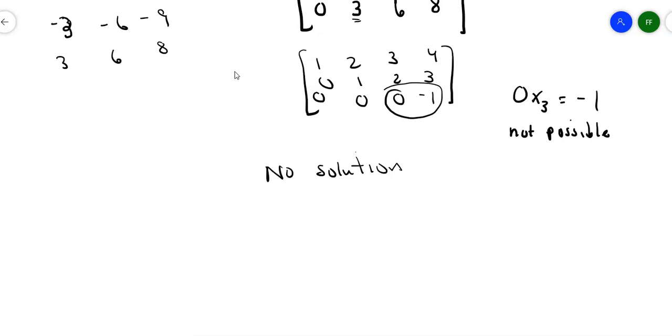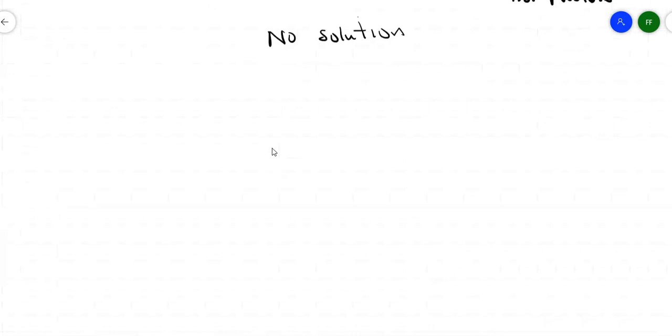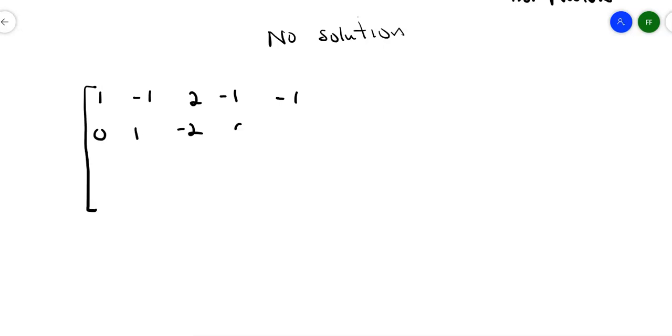On the other hand, if you had a 0 and then another 0 on the other side, that's when you start setting up parameters. So let's say I had a system of 4 variables, x1 through x4, and I started solving the matrix, and it came out to look like this. 1, -1, 2, -1, -1, 0, 1, -2, 0, 0. And then as I continued to reduce them, I ended up with 2 more rows of the same thing.